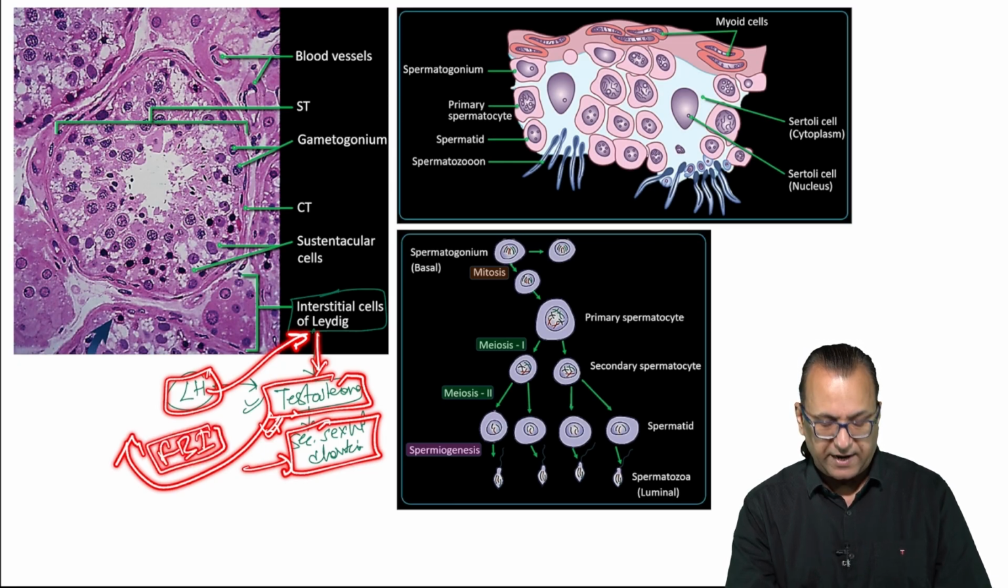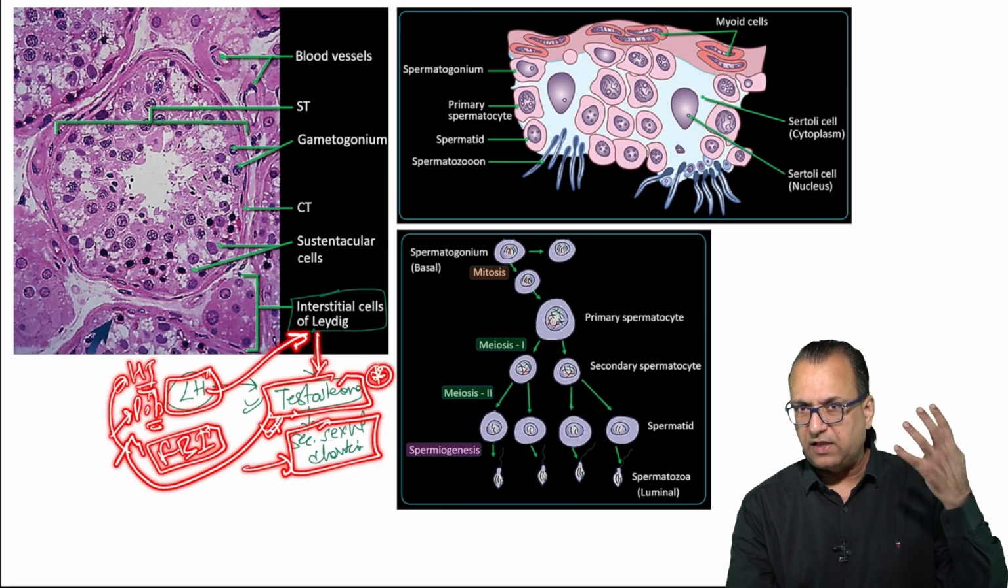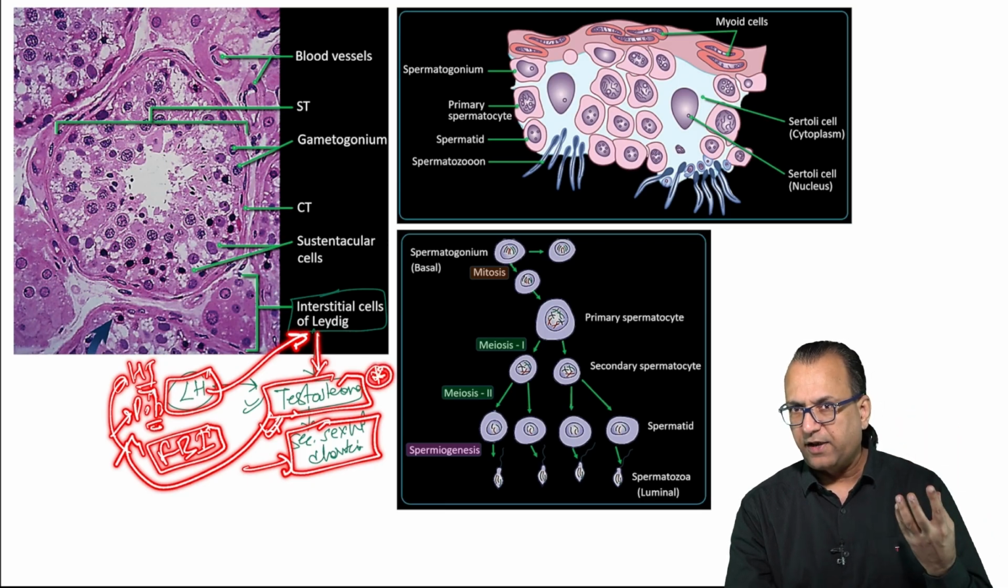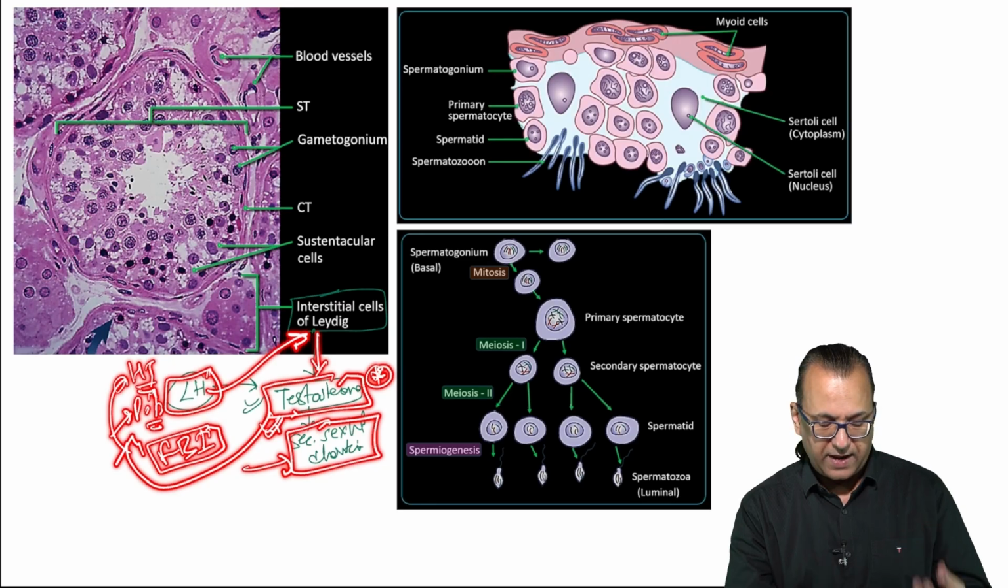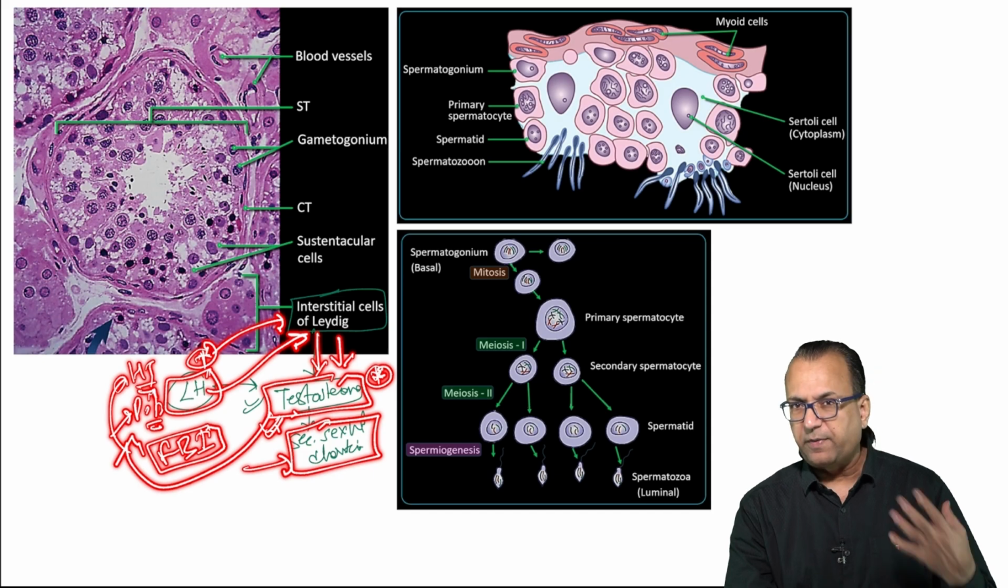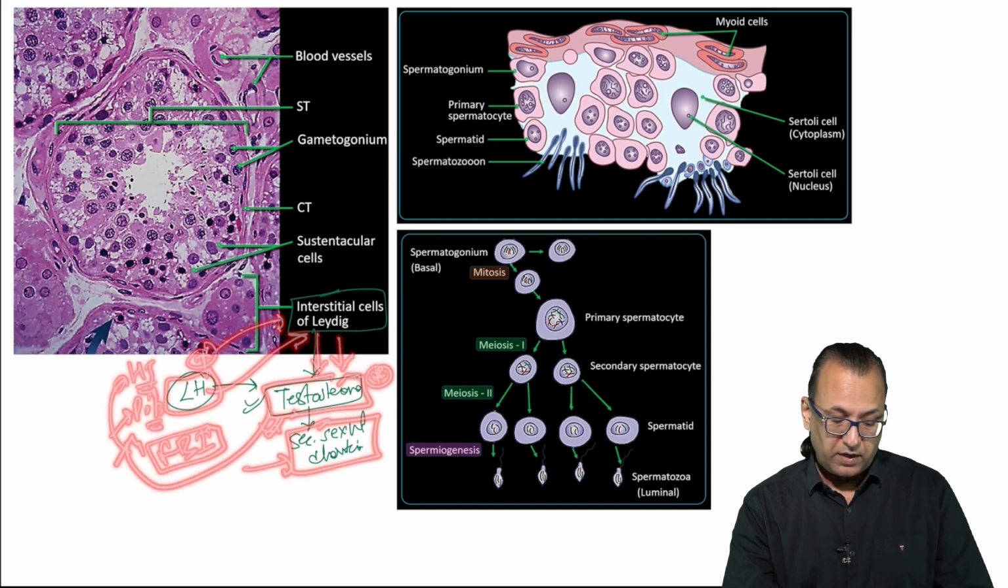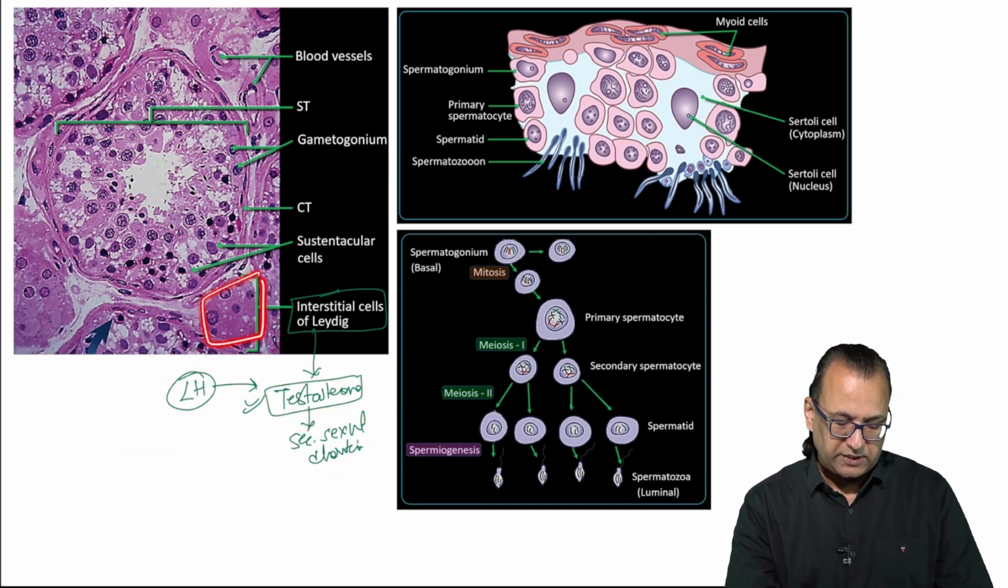We will discuss this again in the endocrine system, working upon the hypothalamus and pituitary, so that if you have excess of testosterone, you can always tell the hypothalamus or the anterior pituitary to reduce the amount of LH, and as you reduce the amount of LH, the amount of testosterone secreted by Leydig cell will also reduce. Now, that was about the interstitial cells of Leydig. They are outside the seminiferous tubules.